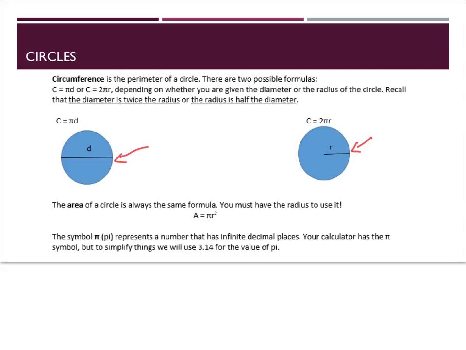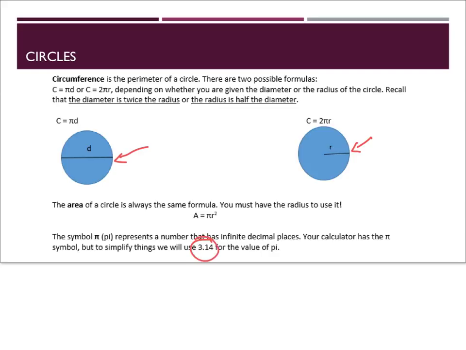If I'm told the diameter of a circle, I can find the circumference by taking the diameter times a number called pi. Pi is a number that is a decimal that goes on and on and on forever. To simplify things, we're just going to use the value of 3.14 for pi.